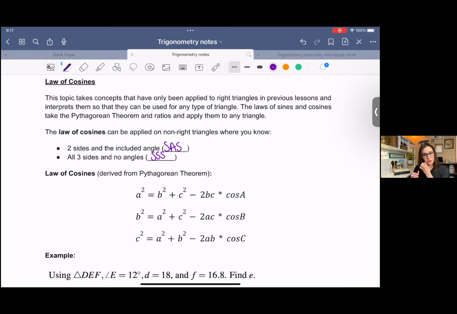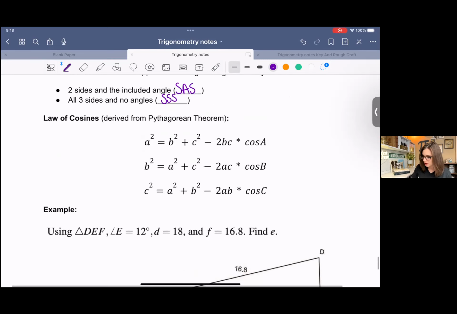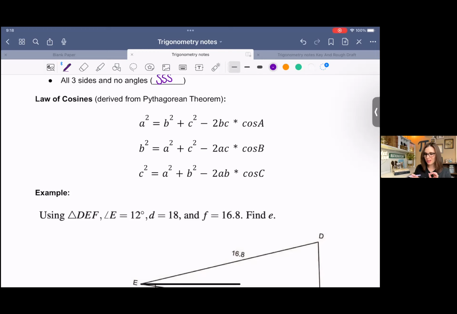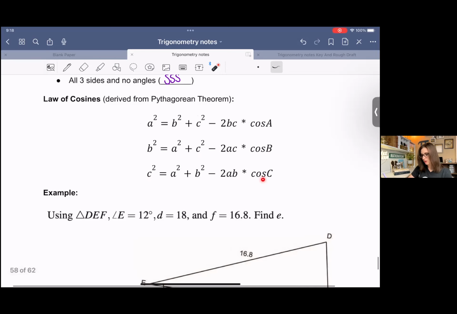And basically, this is derived from the Pythagorean theorem. I don't have that included in the notes, but if you want to look that up, that's where this comes from. And we have three different laws, but they're all basically the same thing. So if you can just remember one of them, then the other ones follow. But basically, the pattern here is if you're solving for side A, then you're using angle A, and then BC, BC. Side B, you're using angle B, AC, AC. Side C, you're using angle C, and so on. So you kind of get my drift there. But basically, that's the law of cosines.